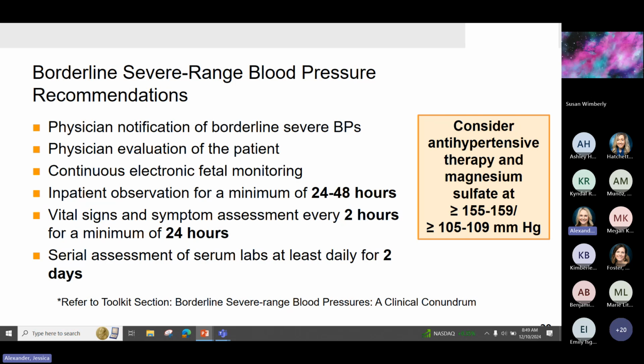Borderline severe range blood pressure recommendations: physician notification of blood pressures that are severe, physician evaluation of the patient, continuous electronic fetal monitoring. If these patients are treated, what has been suggested here is initial observation for a minimum of 24 to 48 hours. I would probably suggest longer than this, but again, that's just my clinical comfort level. Vital signs and symptoms assessment every hour for a minimum of 24 hours, and serial laboratory studies. But then, as we stated earlier in this presentation, there is consideration of actually lowering the threshold. What they've suggested here is a blood pressure greater than 155 systolic or a diastolic greater than 105. So we'll have to see where the future leads, whether those become the reestablished thresholds or not.